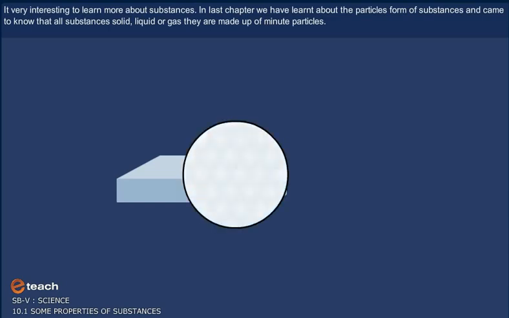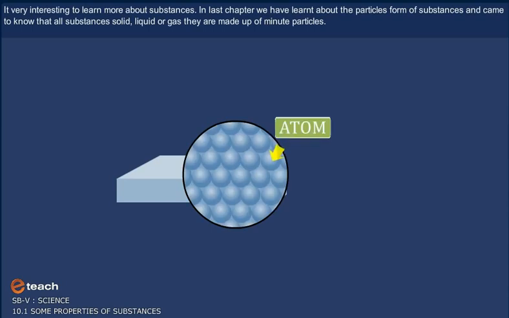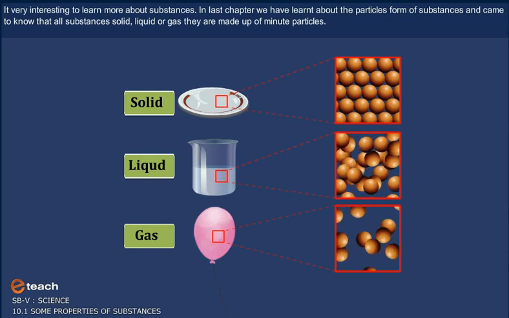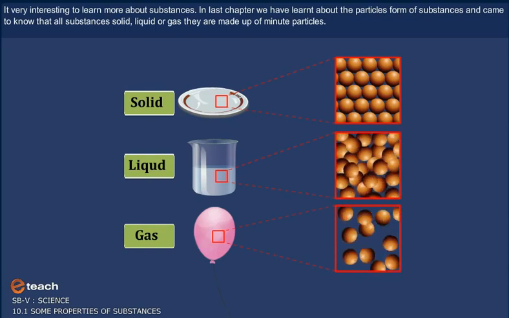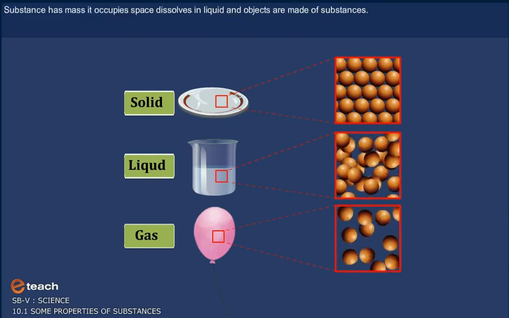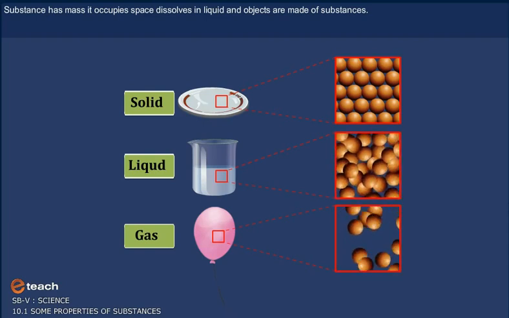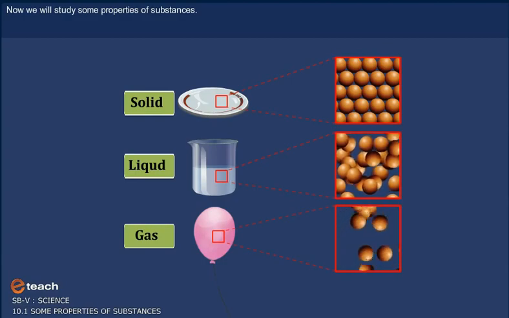In the last chapter, students, we learned about the particle form of substances and came to know that all substances, solid, liquid or gas, are made up of minute particles. A substance has mass, occupies space, dissolves in liquid, and objects are made of substances. Now we will study some properties of substances.